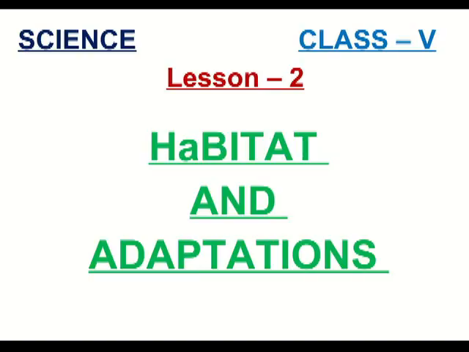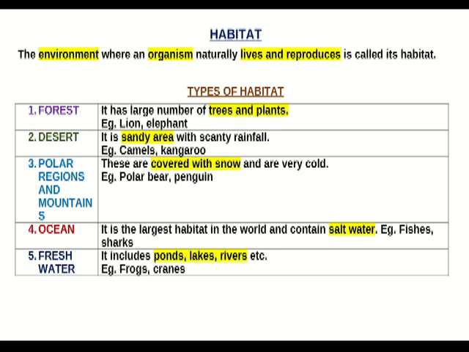Good morning, students. Today we will start with our lesson number 2, which is Animals, Habitat and Adaptations. In this chapter, we will firstly learn about a habitat. The environment where an organism naturally lives and reproduces is called its habitat.